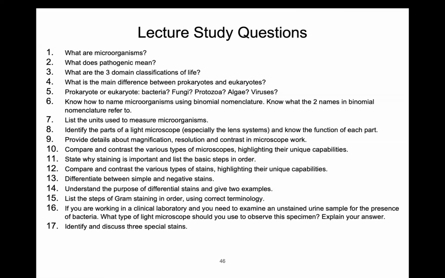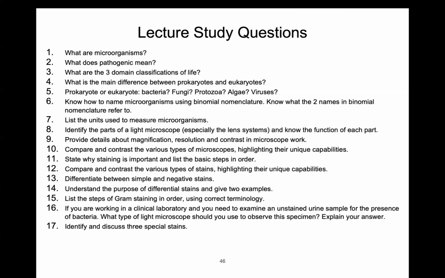Binomial nomenclature. In binomial nomenclature, each organism is given 2 names, the genus and the species. The genus name is always capitalized and the species name is lowercase. For units of measurement, I'd like you to know that light microscopes use micrometers and bacteria are measured in micrometers. That's why we can use light microscopes to look at bacteria. Smaller than micrometers are nanometers. An example of something that's in nanometers is viruses. They're much smaller. We need electron microscopes to look at them.